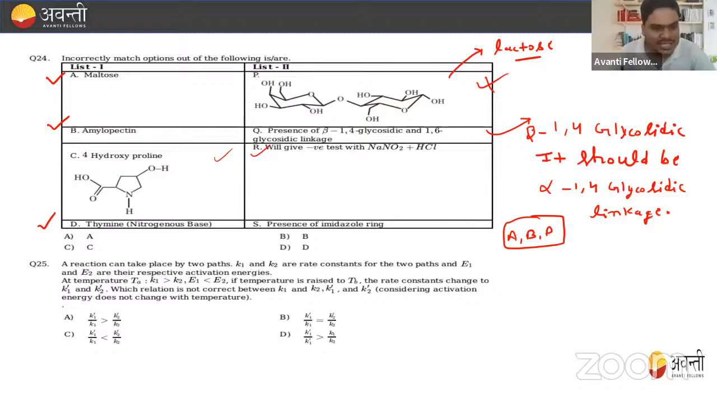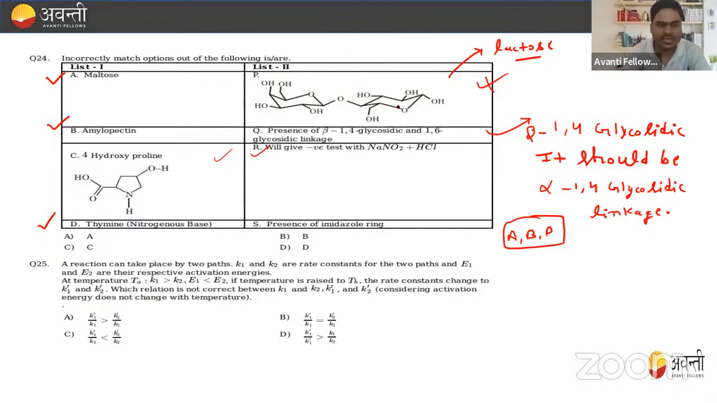Now, a reaction can take place by two paths. K1 and K2 are the rate constants for the two paths. This question is from chemical kinetics. E1 and E2 are their respective activation energies. At temperature TA, it is given that K1 is greater than K2 and E1 is less than E2. If the temperature is raised to TB, the rate constants change to K1 dash and K2 dash. Which relation is not correct between K1, K2 and K1 dash, K2 dash considering the activation energy?